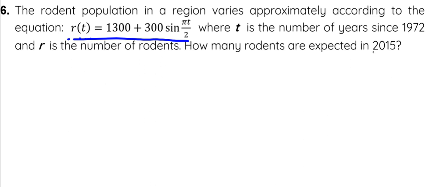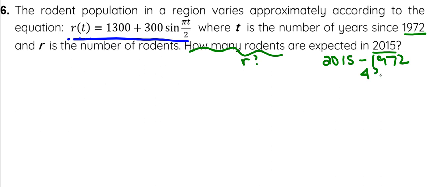So these are time factors. I'm given some factor of time and I want to know how many rodents, which means I'm solving for R. Since 1972, so 2015, take away 1972. I want to figure out how many years that is since 1972. So that would be 43 years later. So that is a t value.